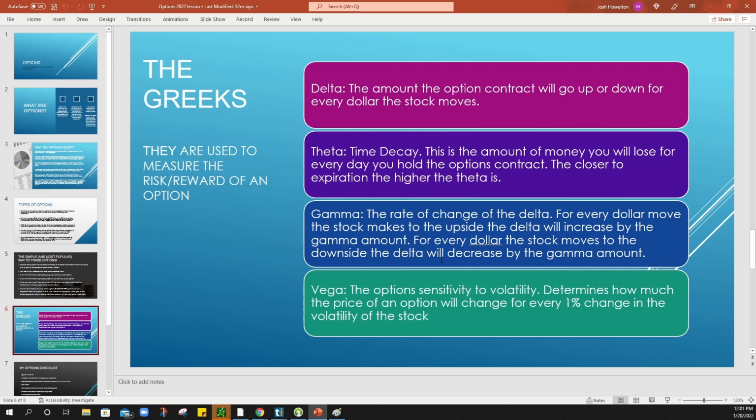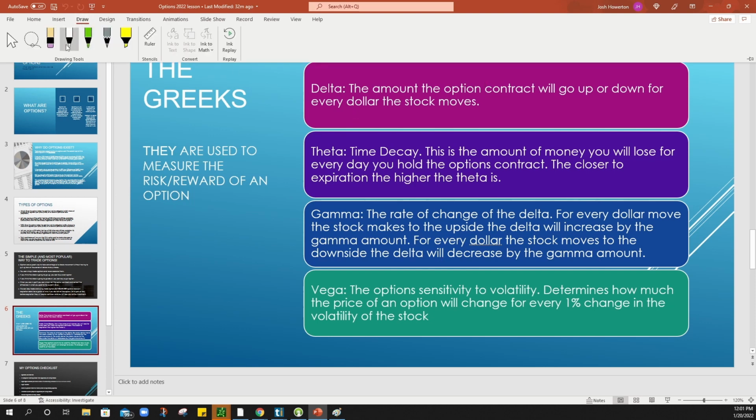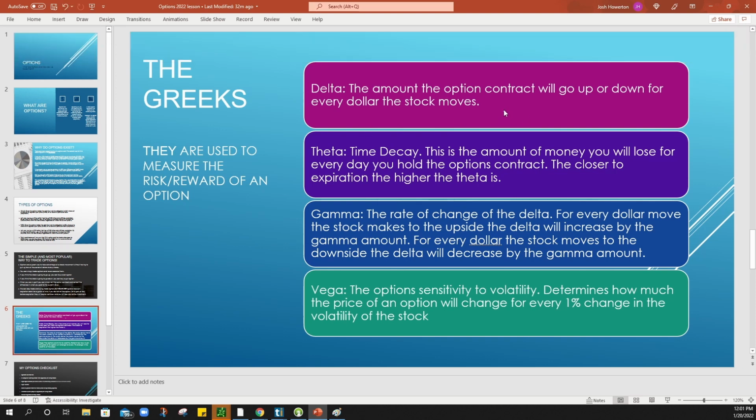So the gamma is going to be the rate of change of the delta. So for every dollar move the stock makes to the upside, the delta will increase by the gamma amount. So for every dollar the stock moves to the downside, the delta will decrease by the gamma amount. So for this example, let's say the delta was 30, okay? And we know that if the stock goes up $1, you're gonna make 30 bucks. Stock goes down $1, you're gonna lose 30 bucks, right? We can all agree on that.